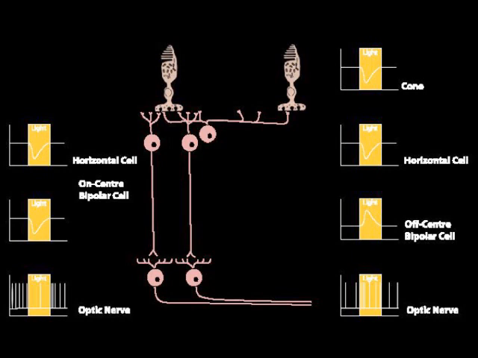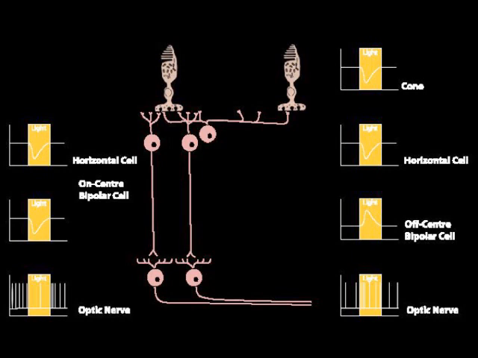And for an off-center visual field, the horizontal cell brings information in from the periphery. The cone depolarizes, that's the peripheral cone. The horizontal cell hyperpolarizes, but this time the off-center bipolar cell depolarizes, and we get an increase in the rate of generation of the optic nerve.